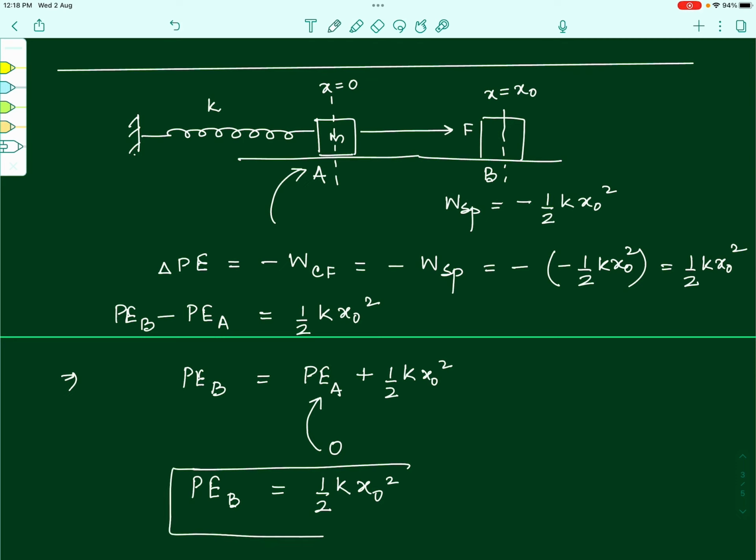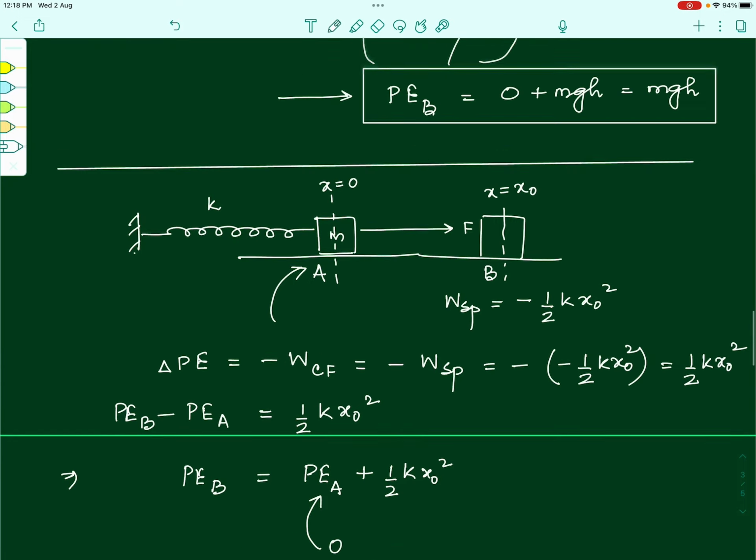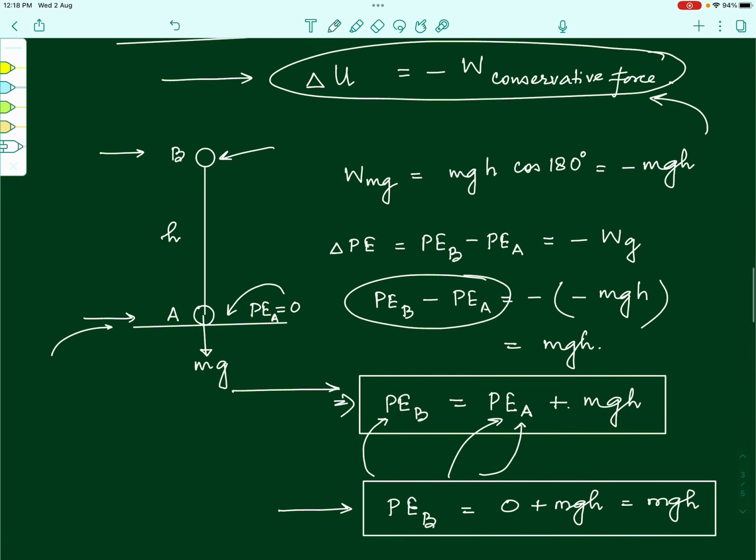So, understand that this relation once again is coming once we have defined the reference position, the position where we take the potential energy of the spring block system to be 0, right. So, in these two cases we have defined two types of potential energies. In the case of gravitational force acting on a system, the potential energy that we get here is the gravitational potential energy. This PE is called the gravitational potential energy.